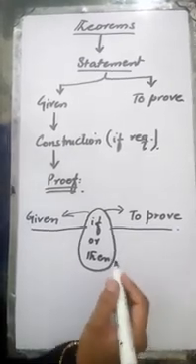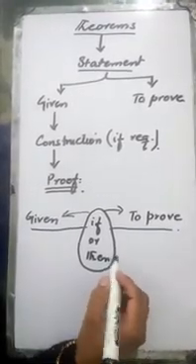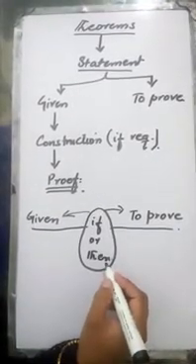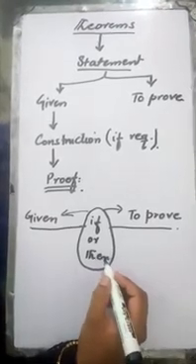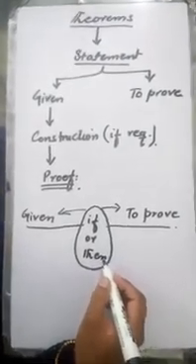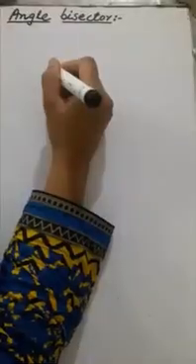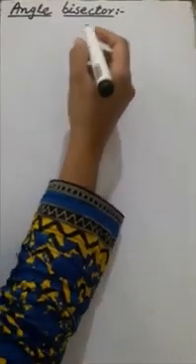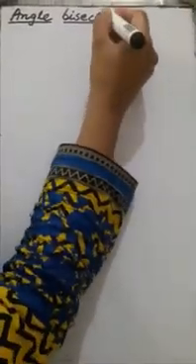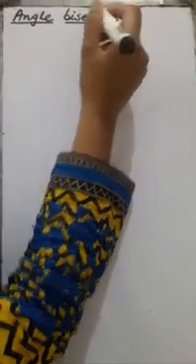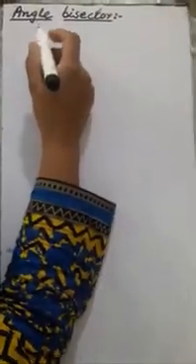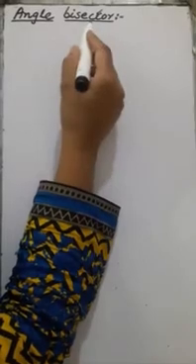Okay, before starting the proper lecture of the first theorem, I would like to discuss two definitions: right bisector and angle bisector. Class, before starting the theorems of the next chapter, we must discuss these two definitions. Number one is the angle bisector.